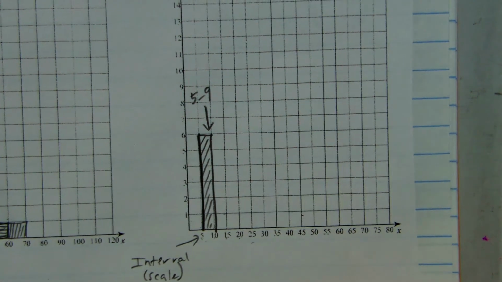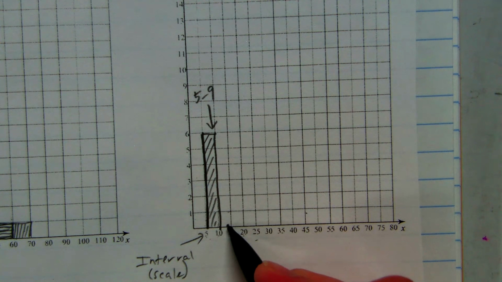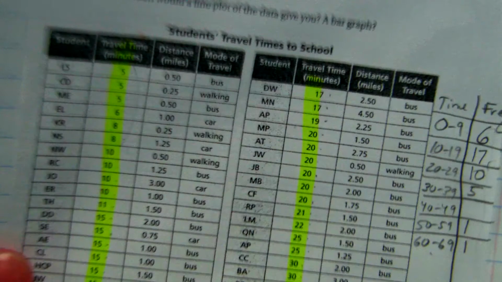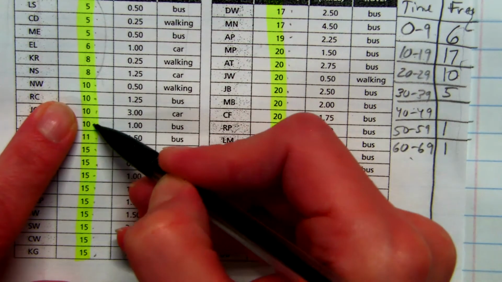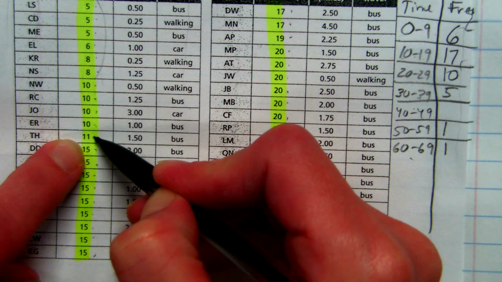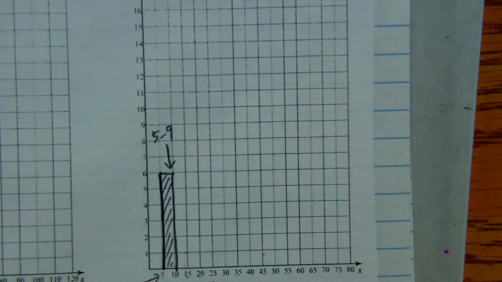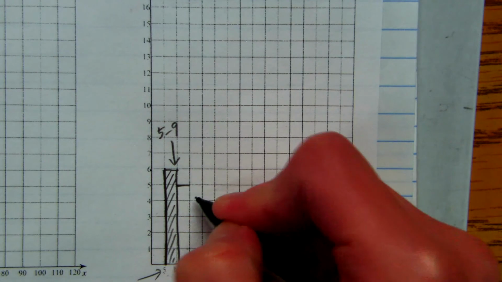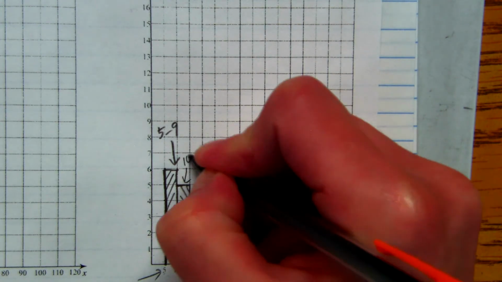So, all right, the next bar would be everything from 10 to 14, because 15 would go with the next bar. So how many do we have from 10 to 14? So 1, 2, 3, 4, 5, and then we hit 15, which goes in the next bar. So we're going to make this bar go up to 5. We'll shade that in. And just to clarify, this bar is everything from 10 to 14.